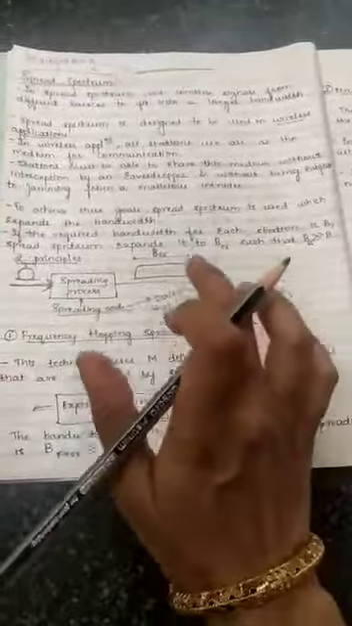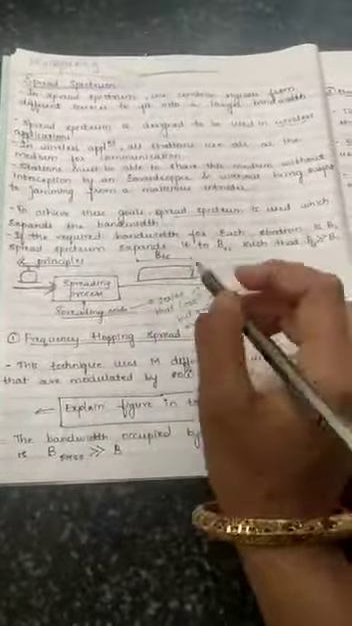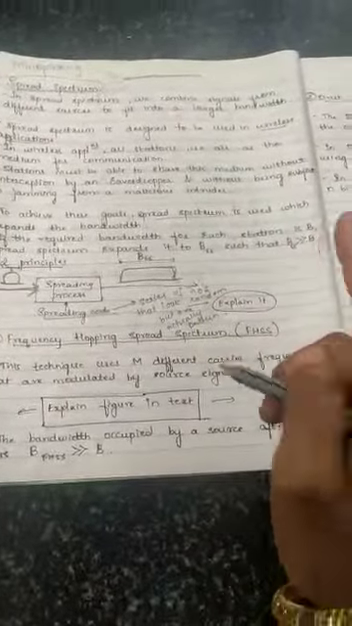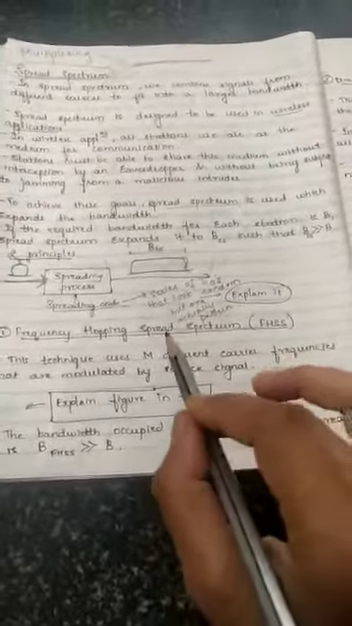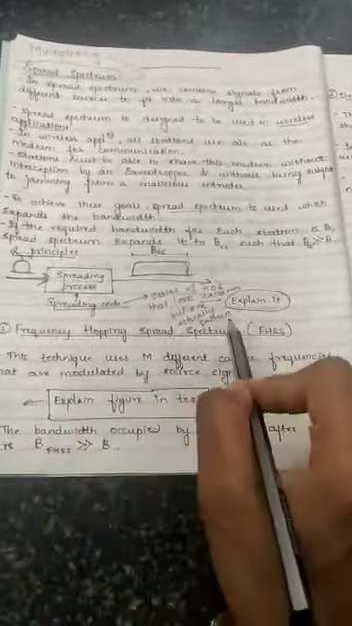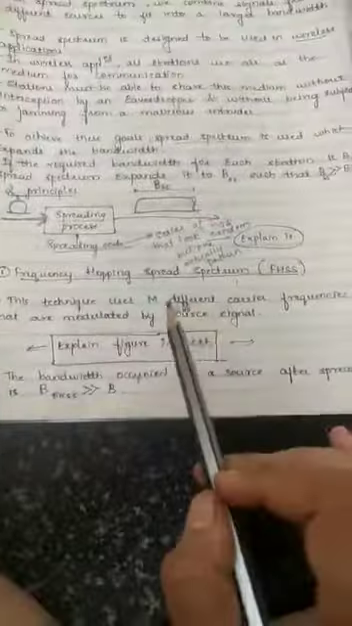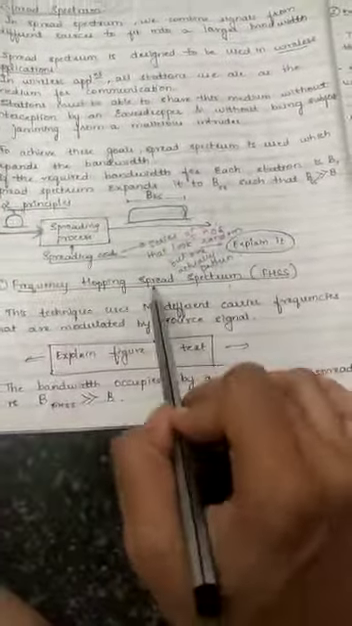In spread spectrum, we have two different techniques which expand the bandwidth to a newer bandwidth. One technique is frequency hopping spread spectrum, and the second one is direct sequence spread spectrum. I will be dealing with each technique in different videos.